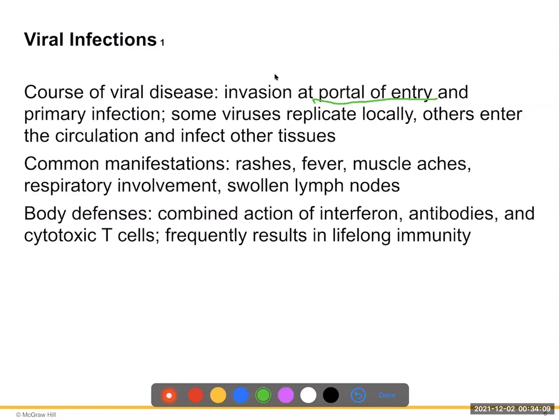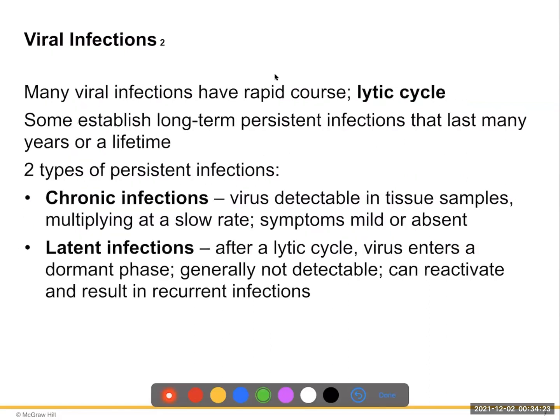Body defenses, how the body acts against viruses: combined actions of interferon, antibodies, and cytotoxic T cells that can result in lifelong immunity. If the cytotoxic T cells recognize it, then it's stored in the B cells as memory. Many of our infections have rapid courses, which is your lytic cycle, how they complete their cycle in the body. Some establish long-term persistent infections that last many years or even a lifetime. Like hepatitis, or viruses living in your nervous system. It's not seen by the immune system. So it just stays there, and then it comes out when it becomes active, and it lasts your lifetime.